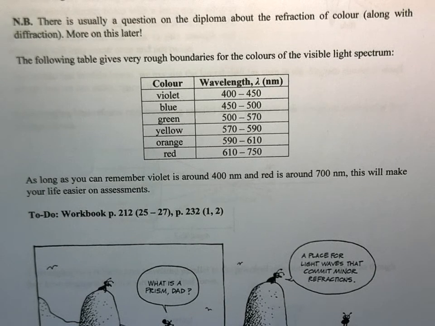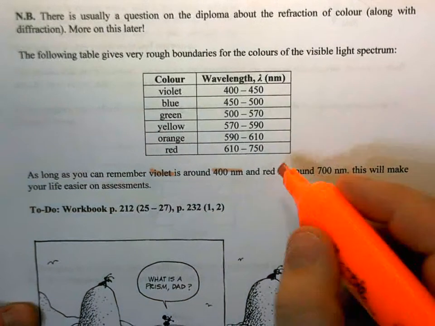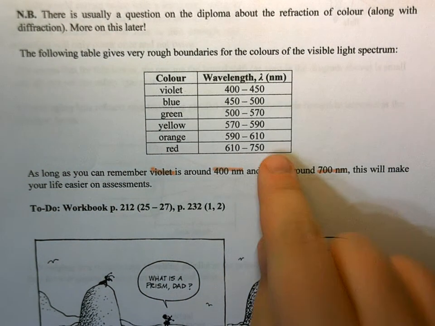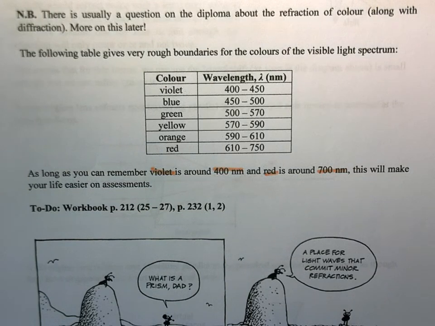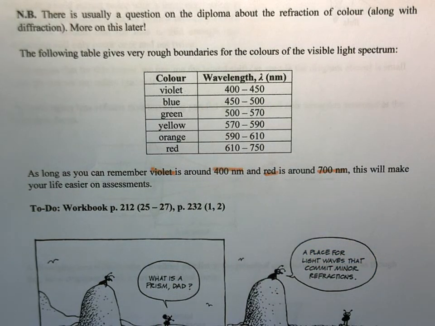The best thing I could say is that if you can remember that violet light is around 400 nanometers or starts there, and red terminates around the 700 nanometer mark, even though I have it as 750 in the table here. As long as you can remember that visible light is between 400 nanometers and 700 nanometers, you'll be fine on the assessments. We're not going to say, okay, at 500 nanometers, do you have blue or green light? That's not really fair. And believe me, the diploma won't make these questions very hard. They do have a little bit of empathy for you.